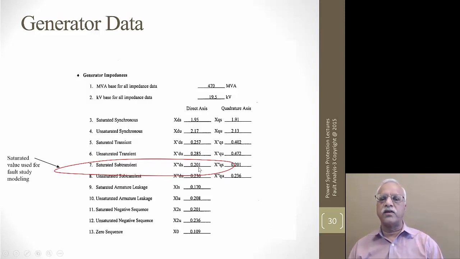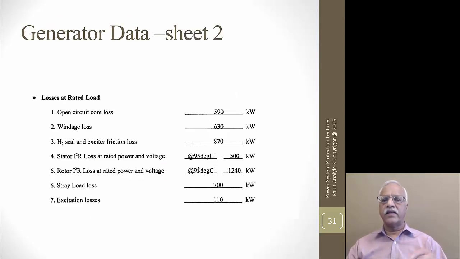0.285 instead of 0.201. As engineers, you don't know when the fault occurs. We want to be as conservative as possible, so we try to use the saturated subtransient reactance. Similarly, you have saturated transient and unsaturated transient, but the region we look at is only the first few cycles, so we use the saturated subtransient reactance, okay? And then they give you the load losses, and that gives you the resistive portion of the winding.